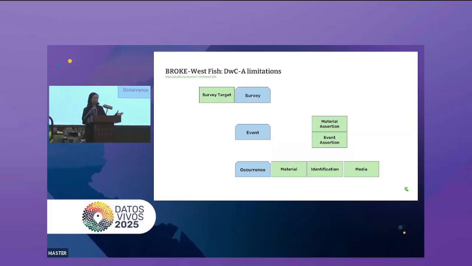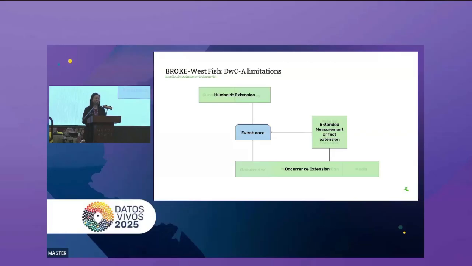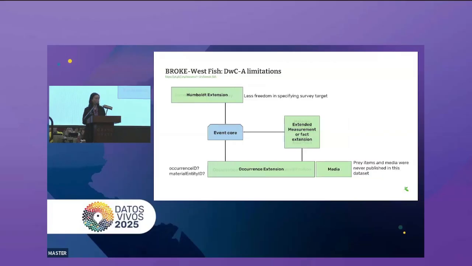For example, the events can still be an event core. Survey target and survey originated from the Humboldt extension. They got flattened into a single table as the Humboldt extension. Occurrence, material, identification, and media can go to the occurrence extension. Material assertion and event assertion can go to the extended measurement or fact extension that points to both event core or occurrence. Now, this is where we felt Darwin Core Archive could not represent our data set well.